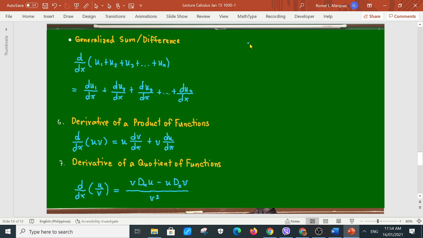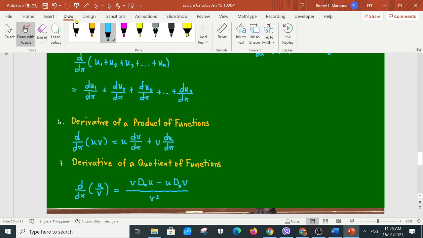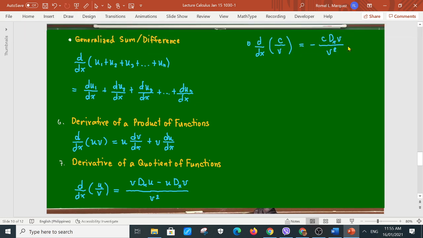As a special case, if I have the derivative with respect to x of a constant over a function, that is equal to negative constant times the derivative of the denominator, all over the square of the denominator. You just replace u by c, and the derivative of that is 0. So you just have this term over v squared. C is constant. Okay, guys?